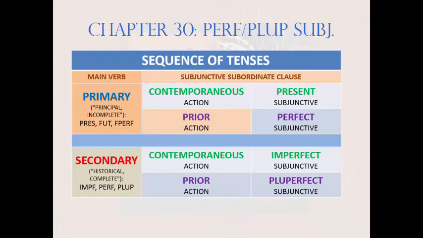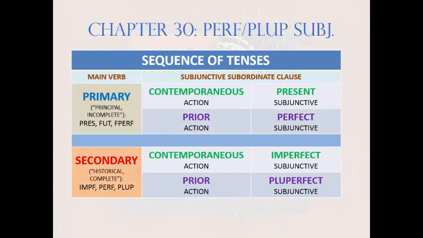However, if the action of the clause occurs before the main verb, that is, it's past or prior action, for instance, he knows who she was. If that's the case, then Latin uses the perfect subjunctive. Here that would make it fuerit.